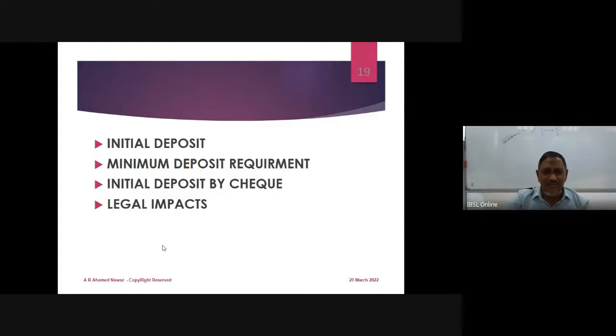At least some money has to be deposited. Even 1 rupee deposit will be okay. Right? Even 10 rupees or 5 rupees has to be deposited, but do not issue the checkbook till the check is realized. So these are the legal impacts of collecting and issuing checks. Okay.